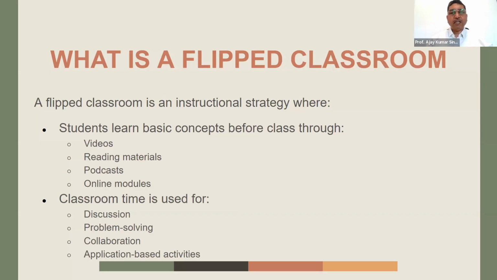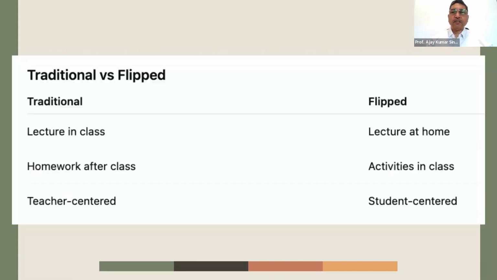At the PG level, I have found that for MBA, it is very, very useful. Even for MCOM students also, I have practiced to some extent, but largely with the MBA students or the PGDM students. So how is it different?